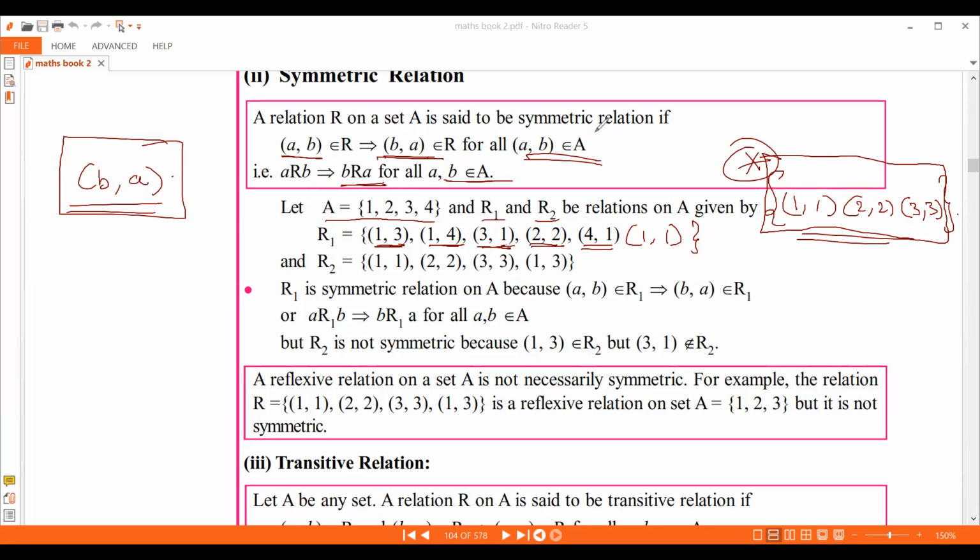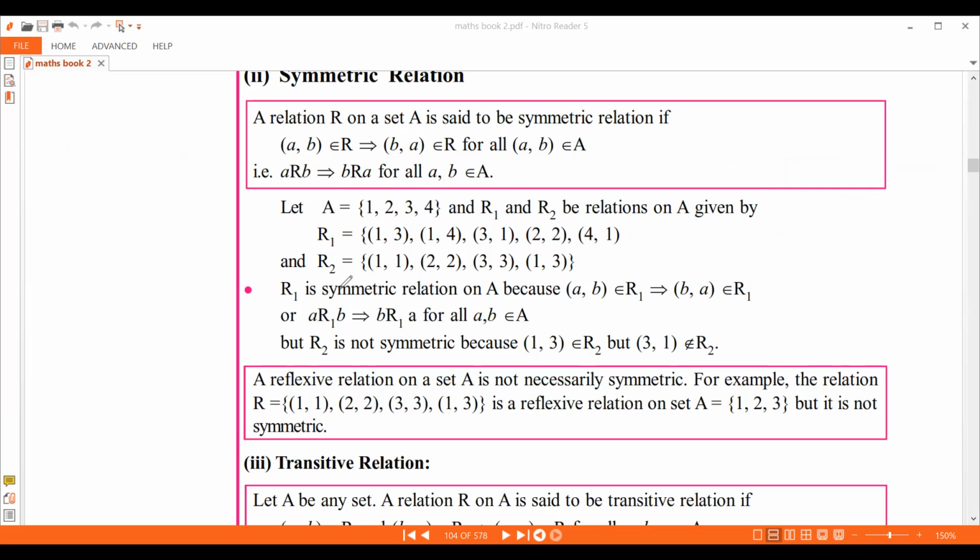Now let's check the next one, R2. You see this: 1 1, 2 2, 3 3, and 1 3 they have given. Now, 1 3 is there, but you didn't find the swap, 3 1. 3 1 is not there. If they had attached 3 1 along with that, it would have been symmetric. But they didn't put the 3 1 there. So that's the reason it's not a symmetric relation.